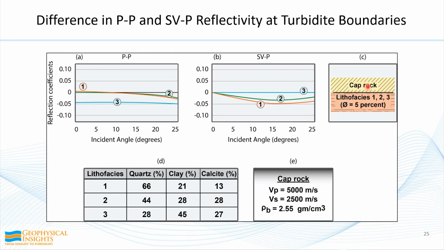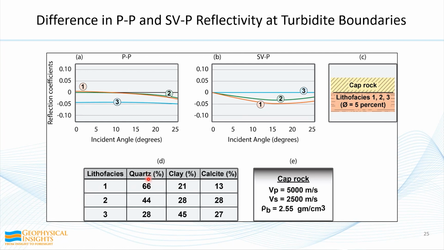We've got a cap rock that's a uniform layer at the top, and down in panel E are the properties we assign to that cap rock. Below that is our turbidite, with very low porosity. In fact, that porosity is probably too high for most of the turbidite units. We say those are lithofacies 1, 2, and 3, and we put different percentages of the key minerals in each. These percentages add up to 100%.